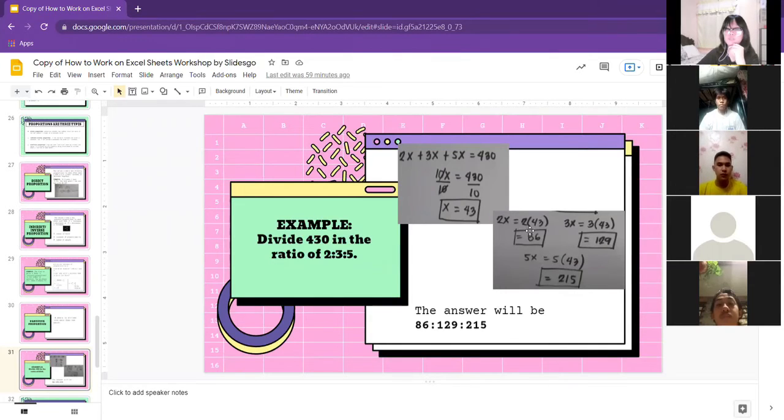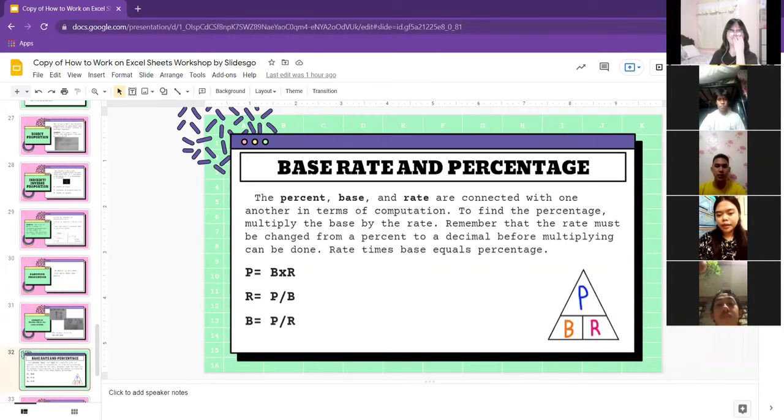So yung sagot sa 2 times 43 is 86. 3 times 43 is 129. And 5 times 43 is 215. So the answer would be 86, 129, and 215. Yun lang. Base, rate, and percentage.